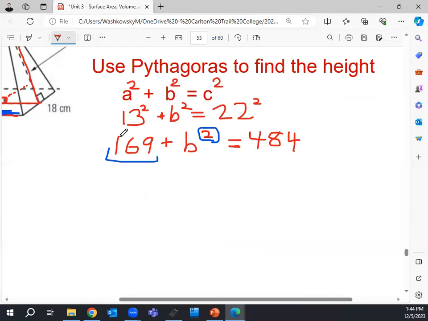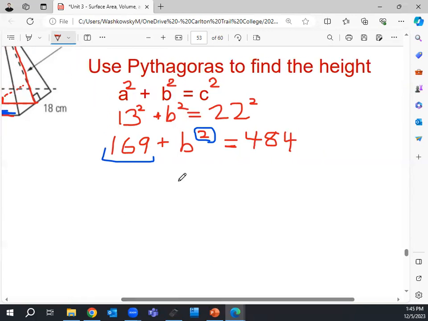So what I'm going to do is start doing the opposite stuff. I need to get rid of either this 169 or this squared first. Do you guys learn it as BEDMAS or PEMDAS? BEDMAS, yeah: brackets, exponents, division, multiplication, addition and subtraction. You do it the opposite way around.